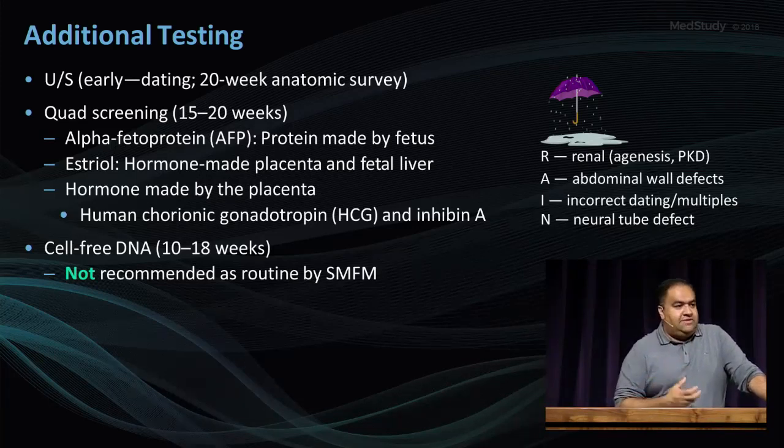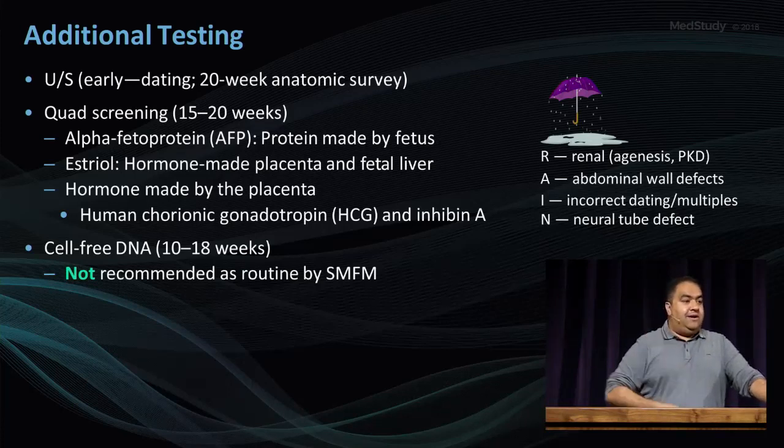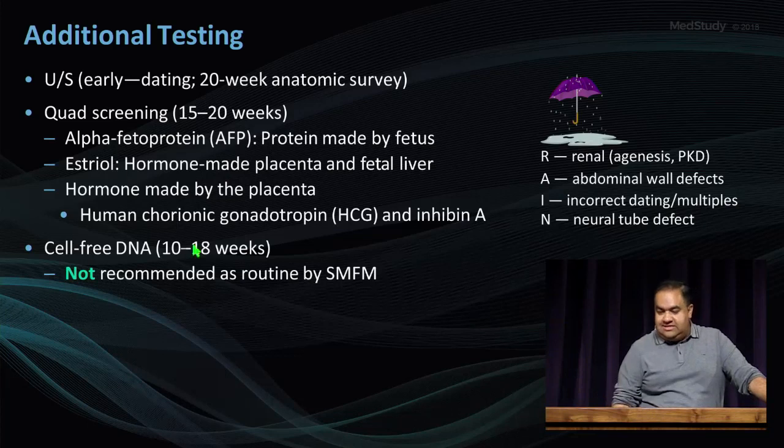Now, one of the things they love to test is if you have high alpha-fetoprotein or low alpha-fetoprotein. And so the way I would remember it is that if you imagine elevated alpha-fetoprotein, think about an arrow that's pointing up. And just as this umbrella is showing, if you have an arrow pointing up, use an umbrella when it rains, RAIN. And so these are the things that will cause elevated alpha-fetoprotein, renal agenesis or polycystic kidney disease, A for abdominal wall defects, I for incorrect dating or multiples, and N, neural tube defects, RAIN.